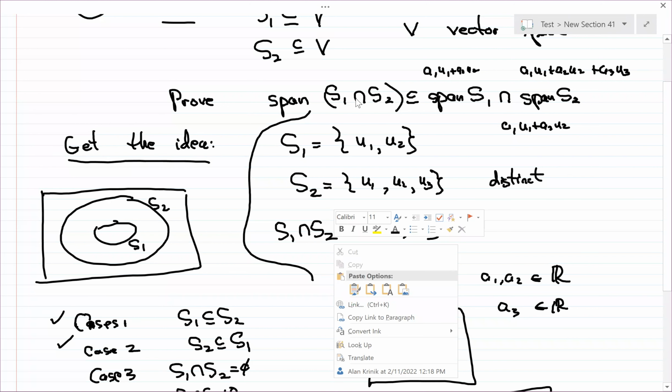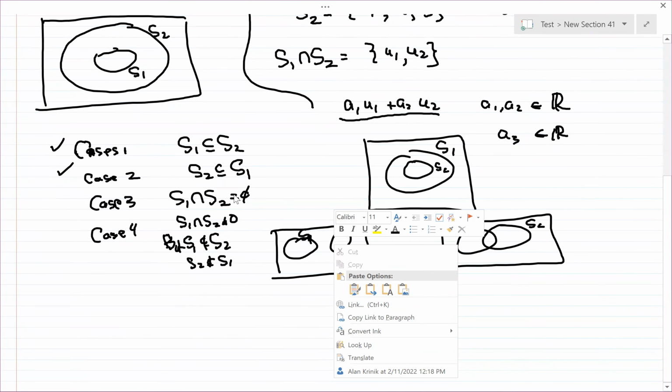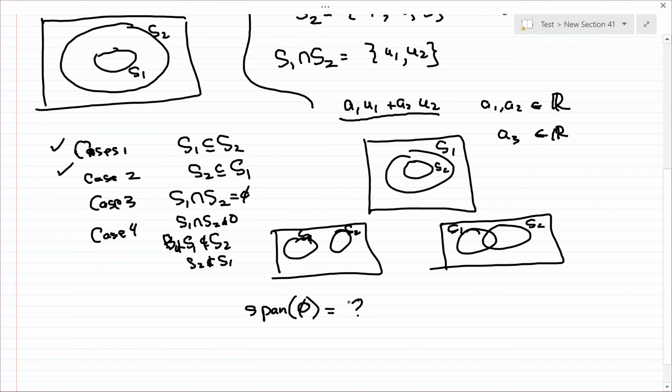If they have nothing in common, then we have the span of the empty set. And the span of the empty set, what was that? I think that was the empty set, wasn't it? Or was it the zero? Does anyone remember? You sort of knew back here. So let's go back and see what the span of the empty set is. So that should be in the set.